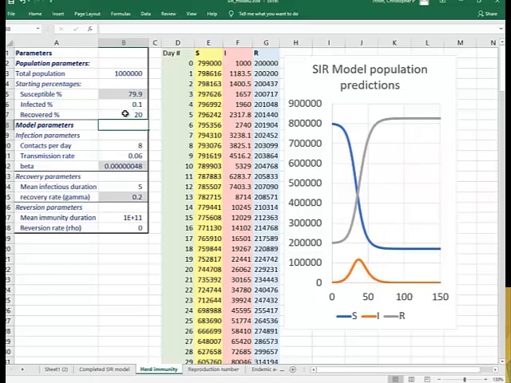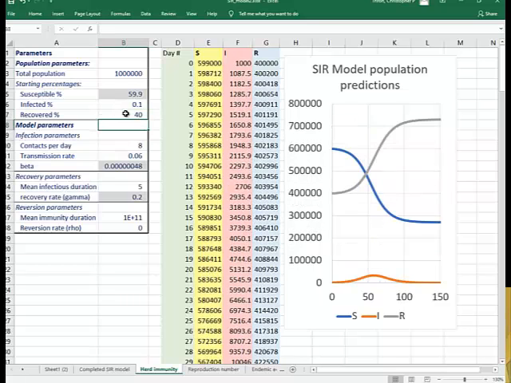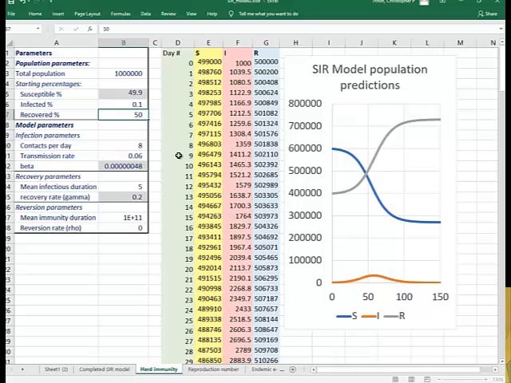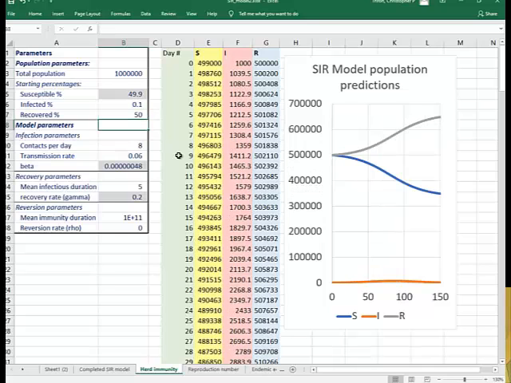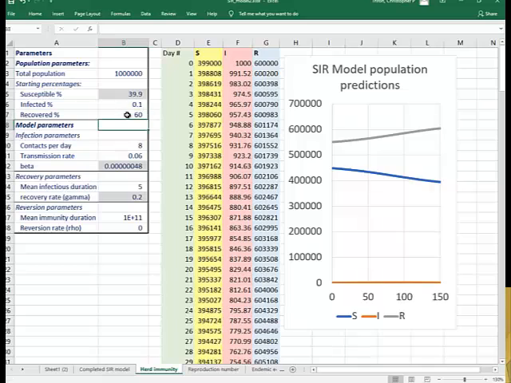I still have a sharp peak, but let's increase the recovered more. Let's increase it to 40. It's down to 70%. Let's increase it still more to 50. A little more, let's make it up to 60. Right. Now what's happening here?